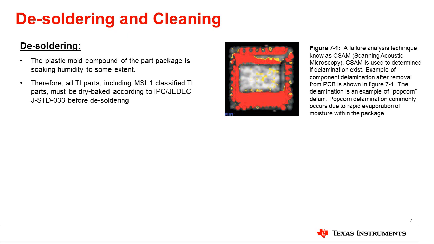In the case of Figure 7-1, the delamination can be referred to as popcorn delamination. Popcorn delamination commonly occurs due to rapid evaporation of moisture from within the package. Skipping the dry bake step prior to desoldering may result in this anomaly. The area highlighted in red represents the delamination caused by the rapid expansion and evaporation of moisture which separated the mold compound from the lead frame. This could result in lifted bond wires or impact to electrical parameters.